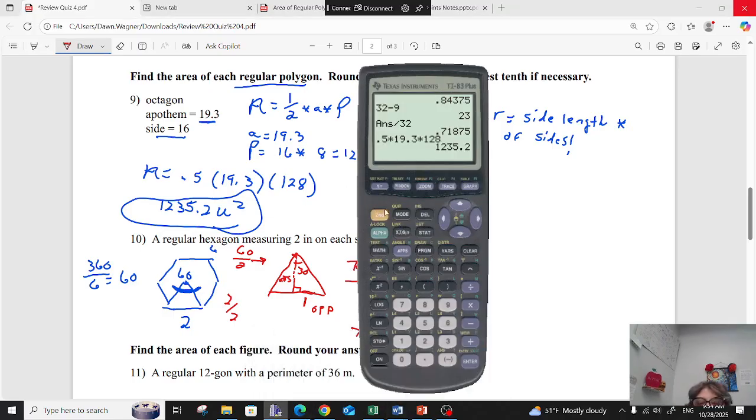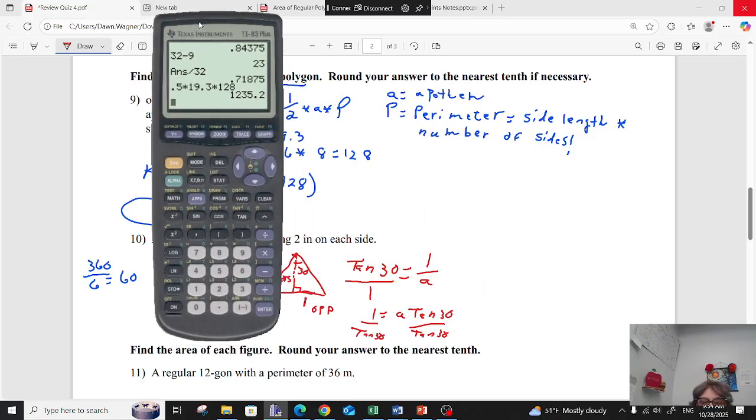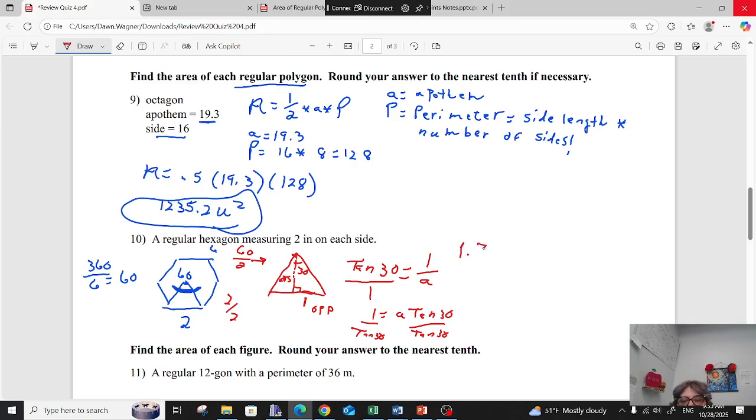And what is 1 divided by tangent 30? Let's see, I have to change my mode each and every time. Make sure your calculator's in degree, please. Double check it. Should have a little DEG on the bottom. So, 1 divided by tangent 30 is equal to 1 point. Now remember, how far out do I want you to write this? 4 decimals, so you don't get rounding errors. So it'd be 1.7321. That's the apothem, right?